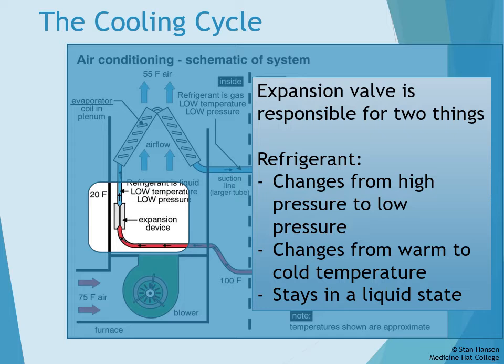And now the high-pressure liquid being released into a low-pressure environment will significantly lower its temperature, and the temperature drop is approximate to the temperature rise that we saw inside the compressor. This results in an output that is a cold, low-pressure liquid, so the expansion valve is responsible for two things. It changes the refrigerant from a high pressure to low pressure, and that results in changing from a warm to a cold temperature, but it stays in the liquid state.